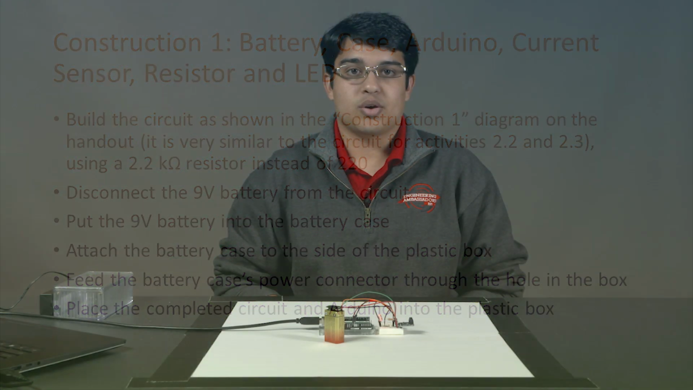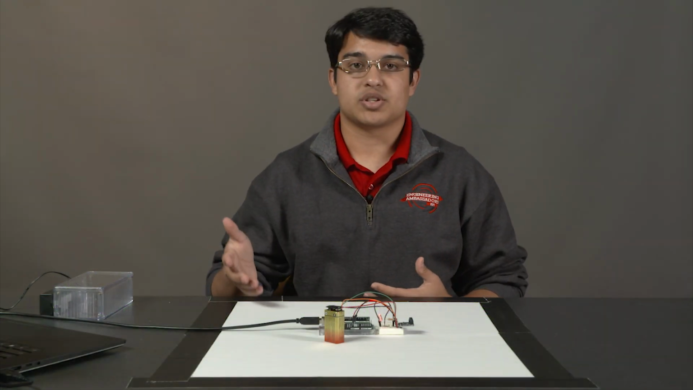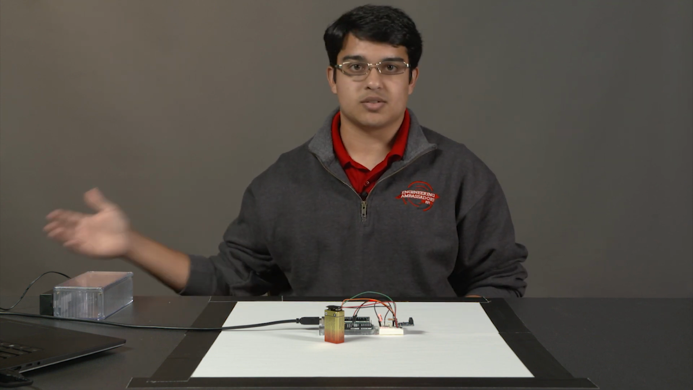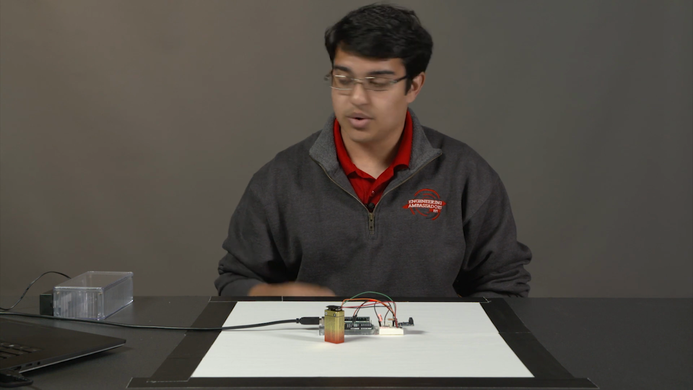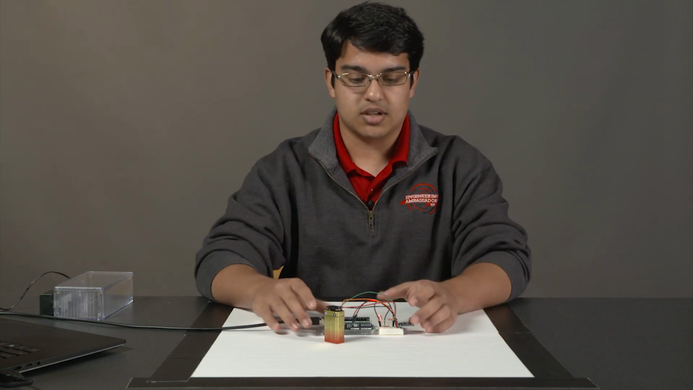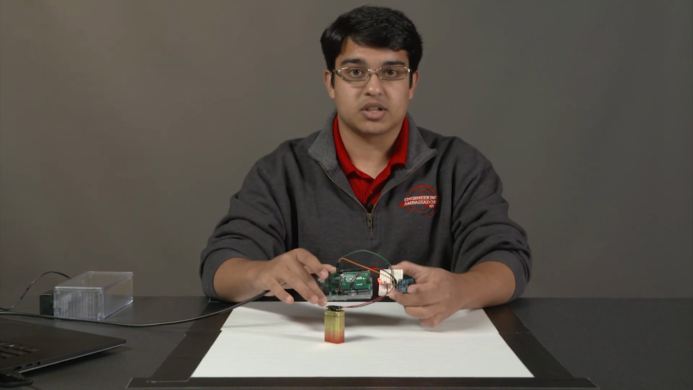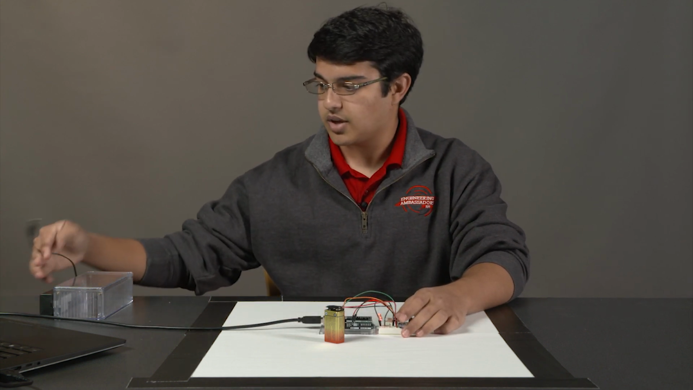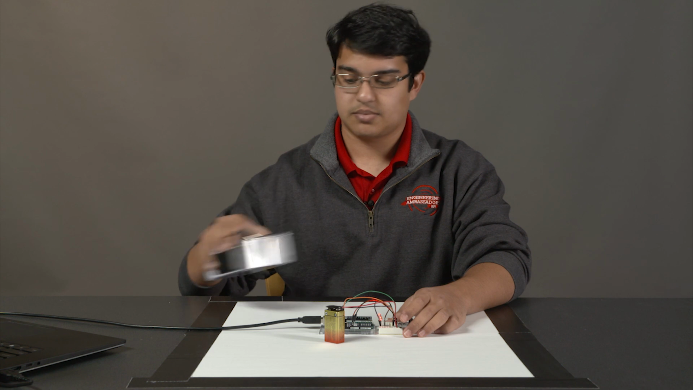Okay, so now I'm going to demonstrate the first construction of the solar panel device we're going to be building throughout these sessions. So in this first construction, we're going to be taking the completed circuit from activity 2.2, and we're going to be placing it into our solar panel device box.